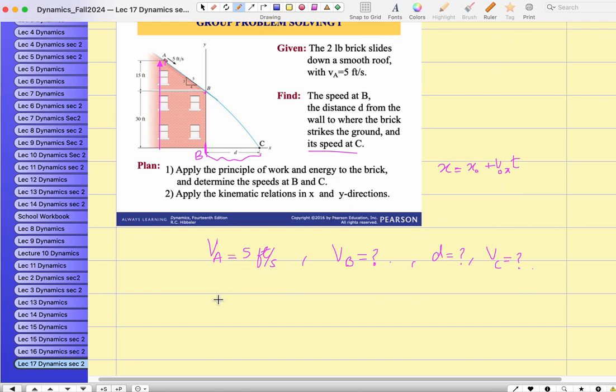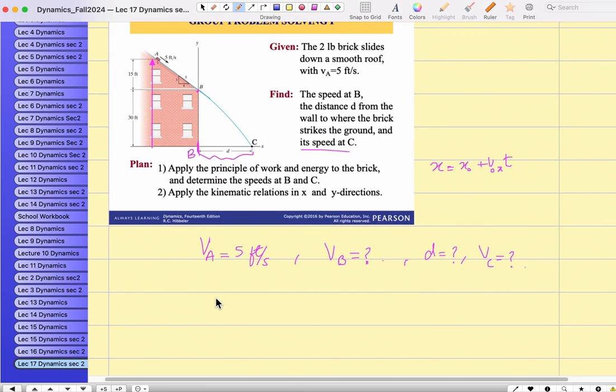So I'm going to start from the work and energy principle. T1 plus sigma U 1 to 2 gives you T2. Here 1 represents A, so let's do this application from position A to B. This is B, okay.